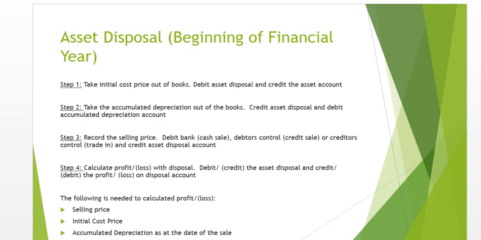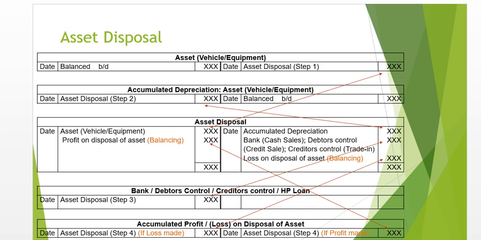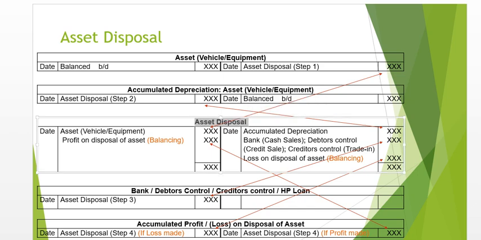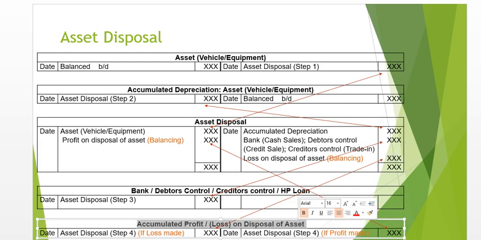And finally, step 4 is we want to calculate whether we had a profit or a loss in disposal of this asset. So we're essentially just going to balance out our asset disposal account. And if we balance it out and we see that the balance is on the debit side, then that will mean we made a profit on disposal of this asset. If we balance it out and we see that our balance is on the credit side, then that means we made a loss in sale of this asset. And then we'll just record it in our accumulated profit or loss on disposal of asset account, with the profit or a loss.